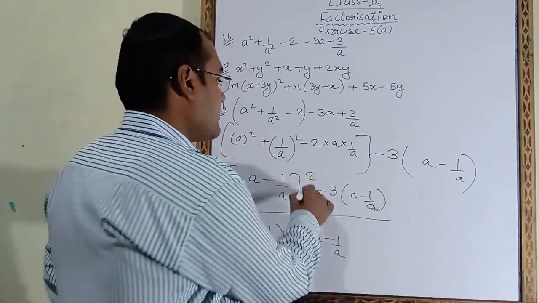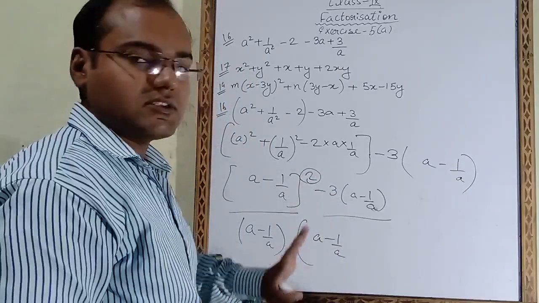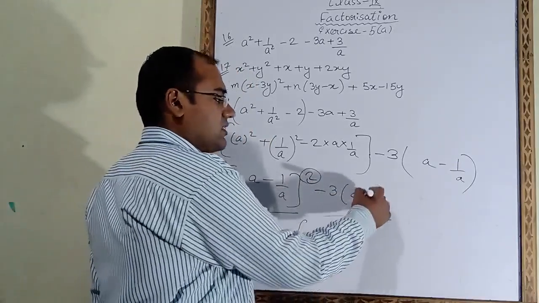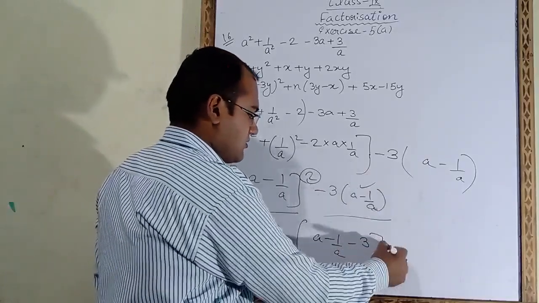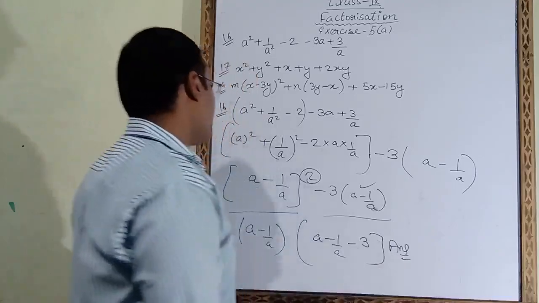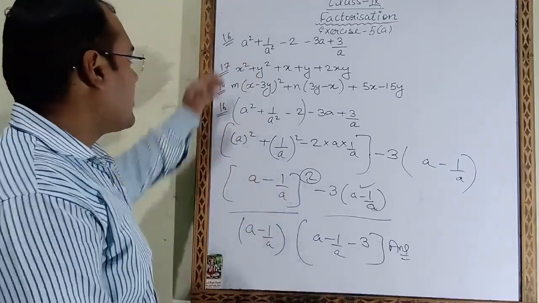How many are there? 2 a minus 1 upon a are there. 1 we have taken common, so 1 is remaining. Now here this a minus 1 upon a we have taken common, so what is remaining here? Minus 3. So this is your answer of question number 16. So like this you have to do question number 16. Now see question 17.